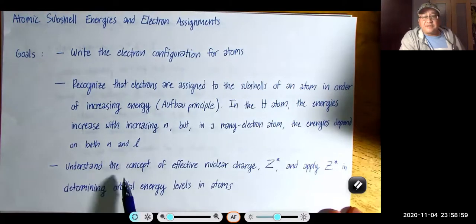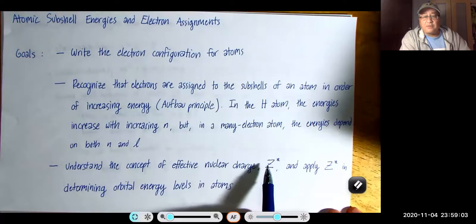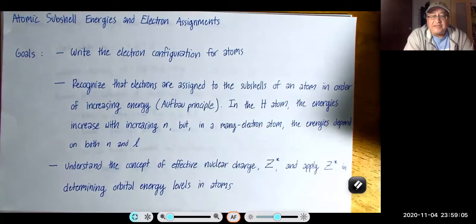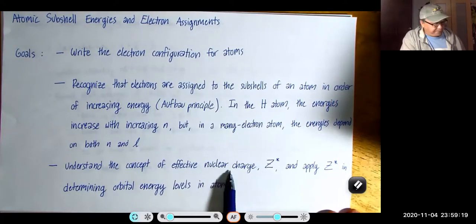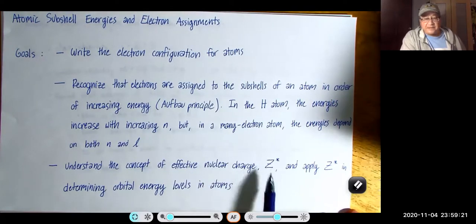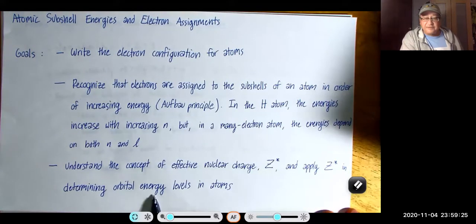Understand the concept of effective nuclear charge, which is called Z star. Remember, the Z symbol stands for atomic number. An atomic number is the number of protons in the nucleus, so that would be the nuclear charge. Well, we have something called the effective nuclear charge, and we'll get into that in a bit. And apply Z star in determining orbital energy levels in atoms.